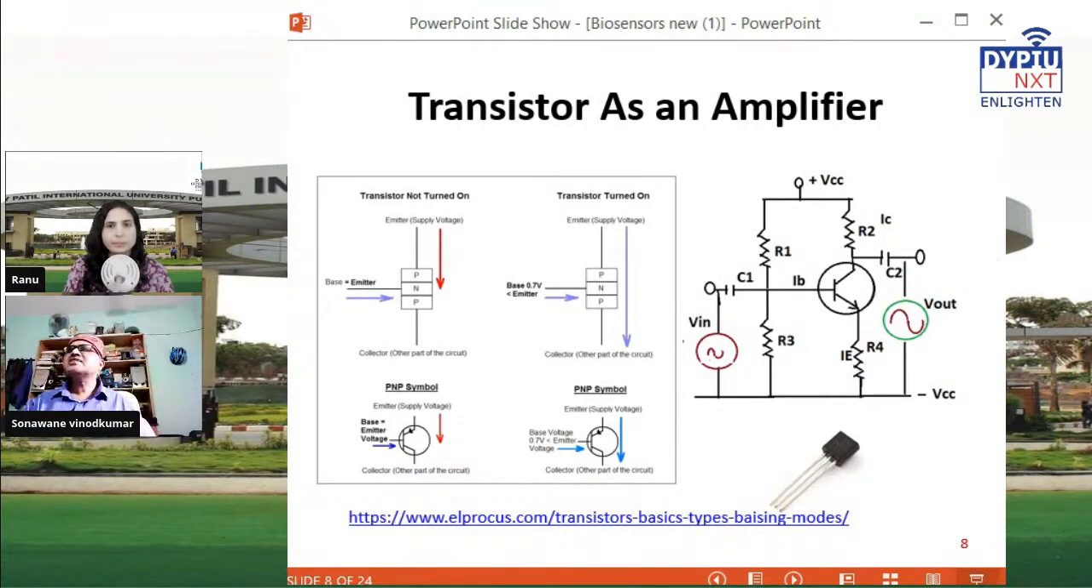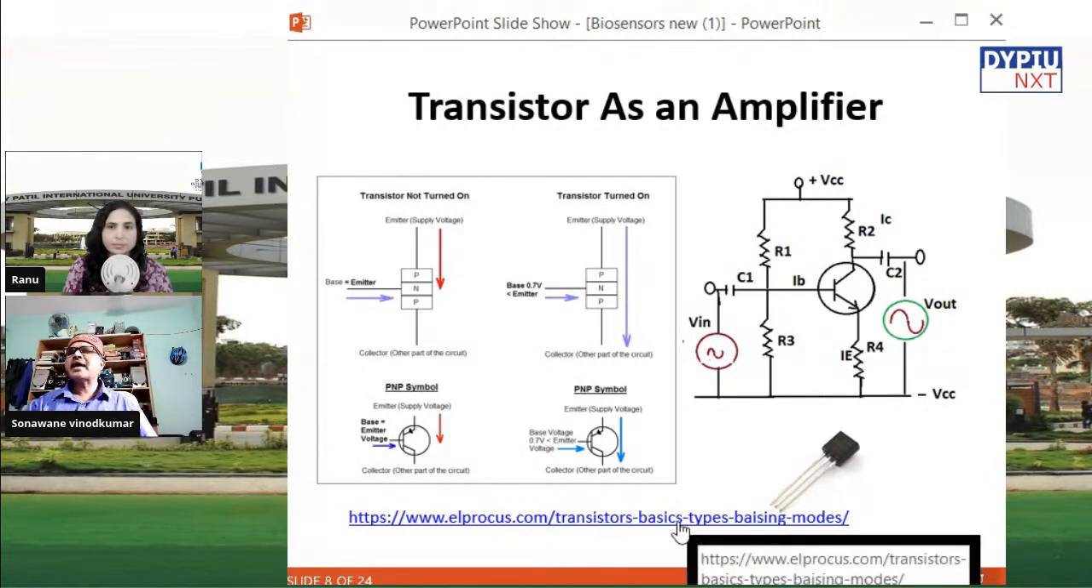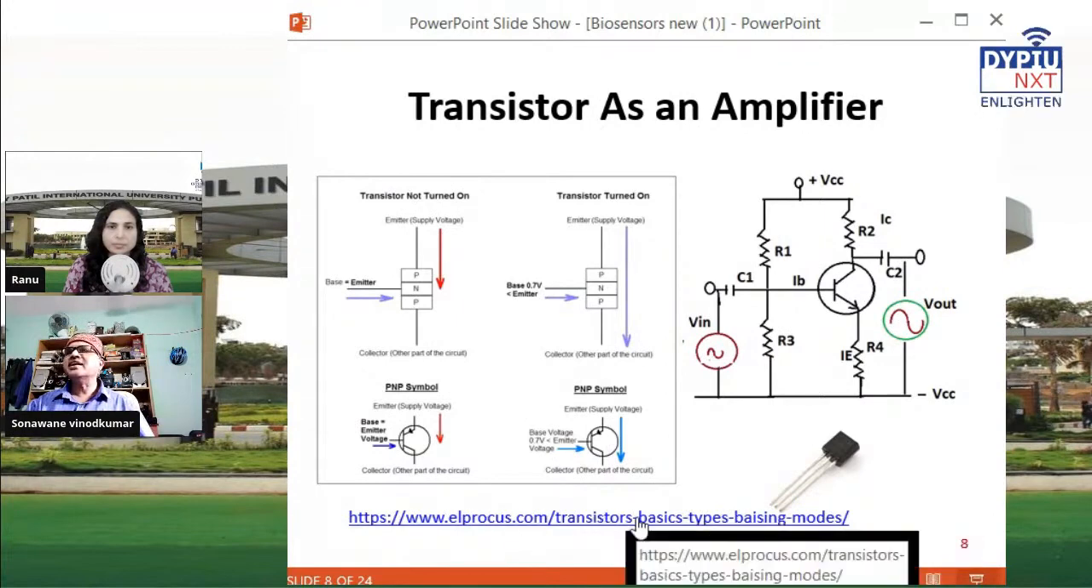So actually a lot of things are there, but we can get information on the transistor, how it operates and all that, from this slide. I have given a web address at the bottom for transistor biasing and studying transistors in detail. So I will not go into detail right now here. Next.